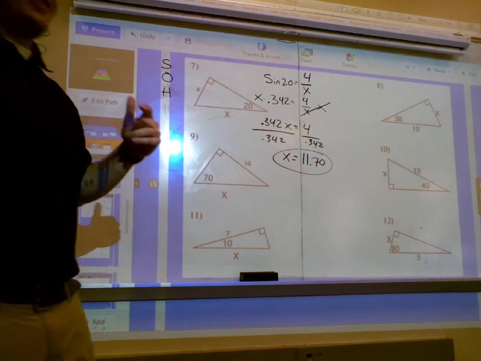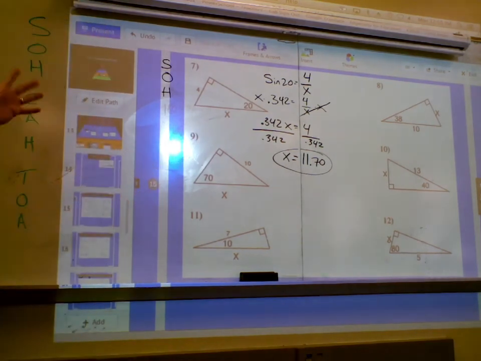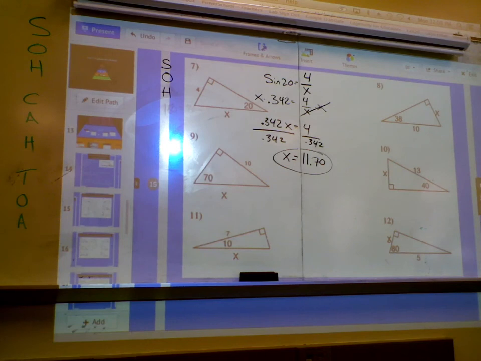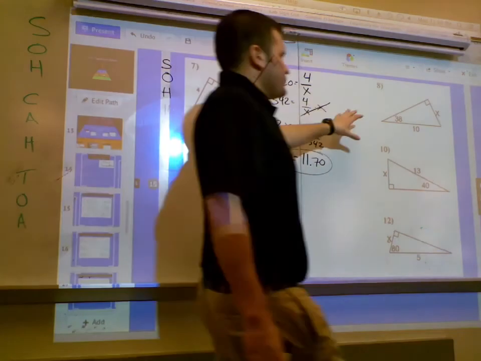Yeah. I don't want whole numbers here unless it gives you a whole number. If the answer is 5, great, it's 5. But if they don't give you a whole number, I need to see the decimal points. All right? All right, let's try this one.